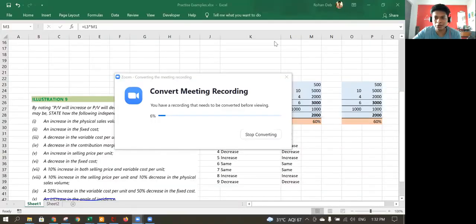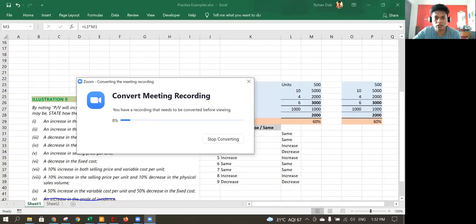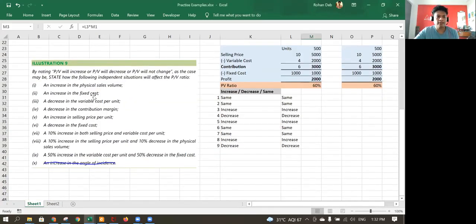Hi guys, so continuing with the next question now. Sorry for breaking up the videos into multiple parts, because you can see that Zoom is taking a lot of time today to convert the video. So that's why. Anyways, so illustration number 9.